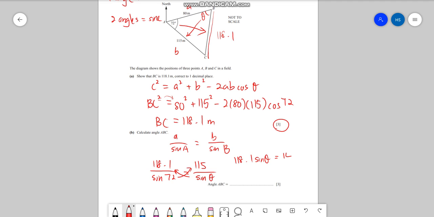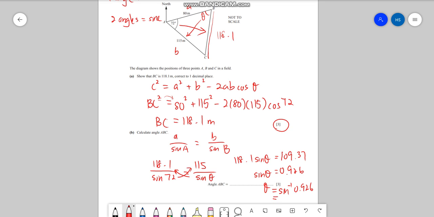And then we get 109.37. Then we move away the 118.1. So 109.37 divided by 118.1, I get 0.926. To find the theta, we need to move the sine to the other side.